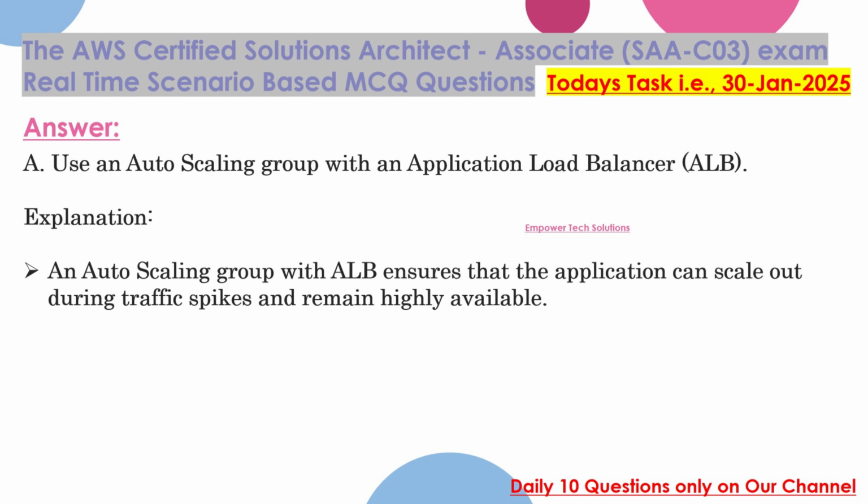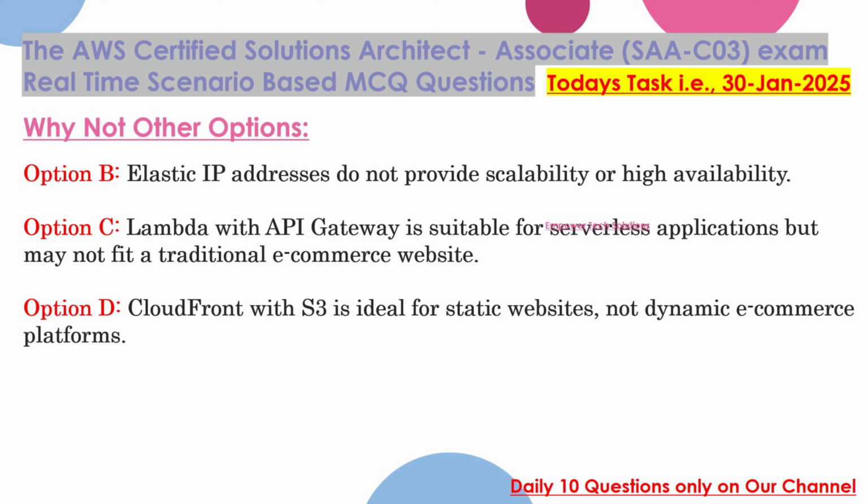Explanation: An auto-scaling group with ALB ensures that the application can scale out during traffic spikes and remain highly available. Why not other options? Option B, elastic IP addresses do not provide scalability or high availability. Option C, Lambda with API gateway is suitable for serverless applications but may not fit a traditional e-commerce website. Option D, CloudFront with S3 is ideal for static websites, not dynamic e-commerce platforms.